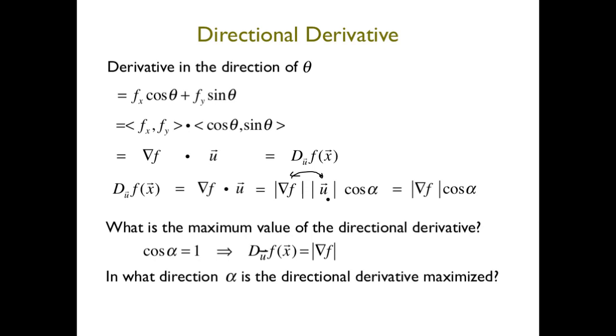So what direction of u do we choose? We get to choose u to be anything we want, and we're going to choose it so that the angle between u and the gradient is 0. Therefore, we choose u to be in the direction of the gradient. That's going to give us an alpha of 0, and it's going to give us this maximum derivative. So if cosine alpha equals 1, that means alpha is 0, which means choose u to be in the same direction as the gradient.